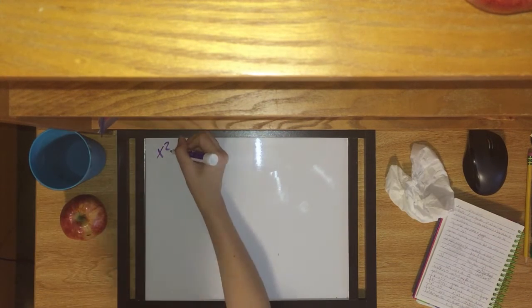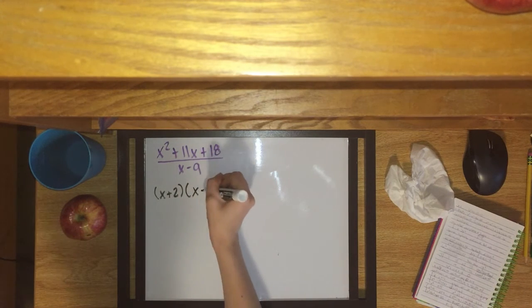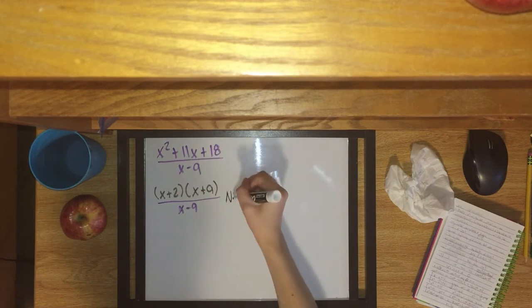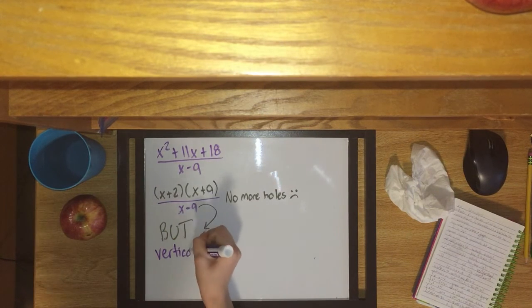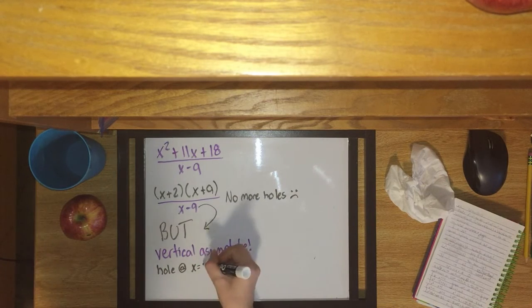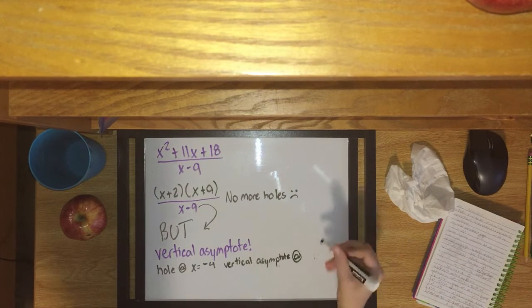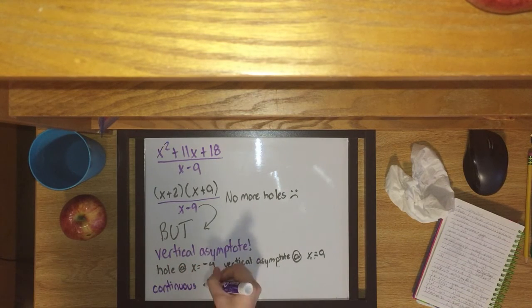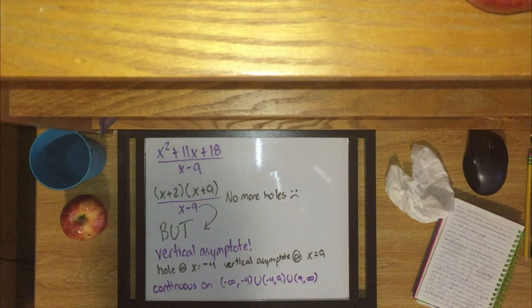Then we can easily factor x squared plus 11x plus 18. That's x plus 2 times x plus 9. X minus 9 is in the denominator and not in the numerator, so we can assume that that is going to be a vertical asymptote. Everywhere else, the function is continuous. So, the function has a hole at negative 4, a vertical asymptote at 9, and is continuous on negative infinity to negative 4, negative 4 to 9, and 9 to positive infinity.